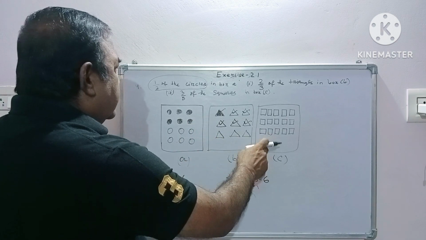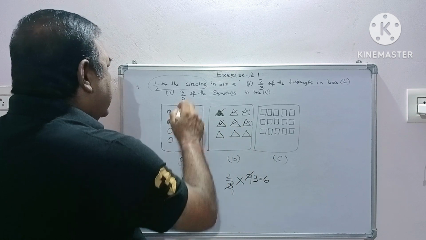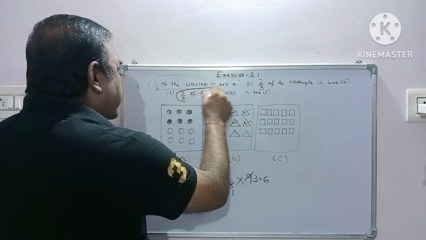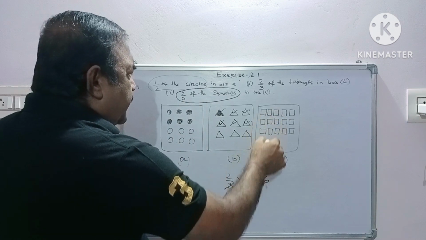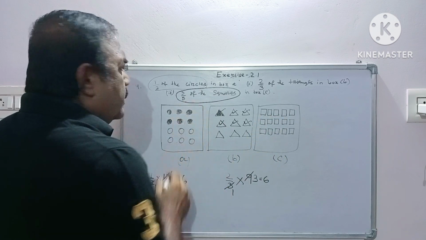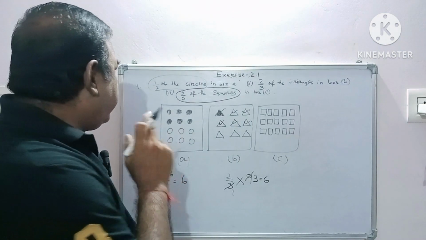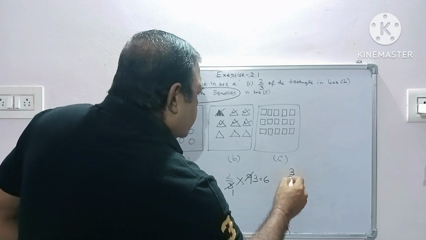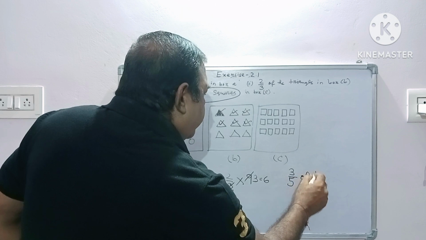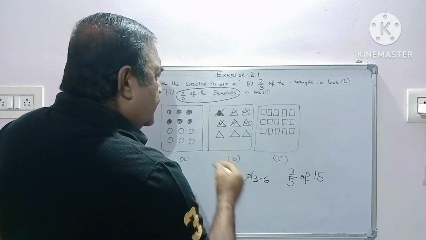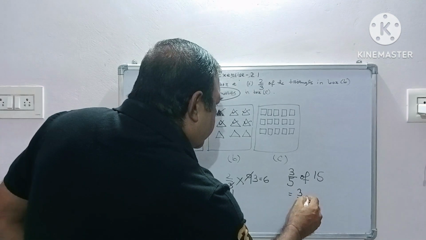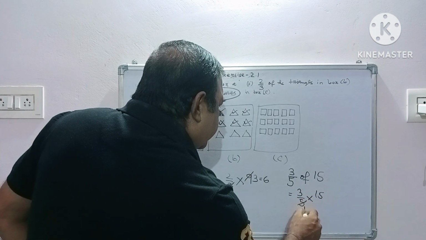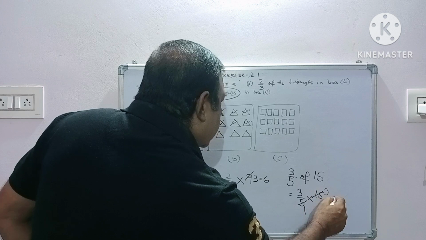So come to box C, there are squares, but I have to set 3 by 5 of the squares. So how many squares are there? I have to find out. There are 15 squares. So we have to take its 3/5 part. So that is 3 by 5 of 15. 15 is the number of squares present in the box C. So that is equal to 3 upon 5 of means into. Then write 15. 5 1 is 5. 5 3 is 15. That is 9.